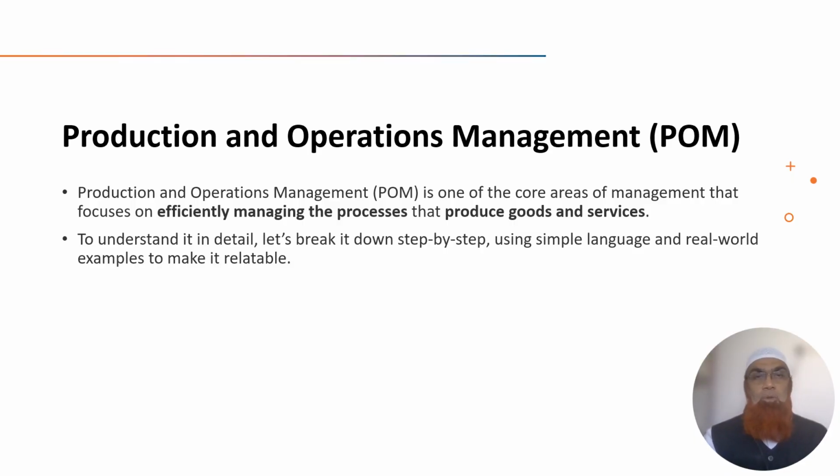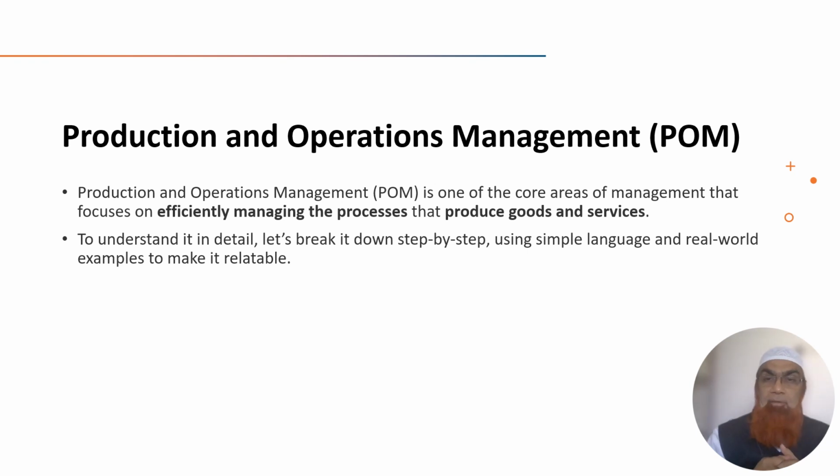Let's understand production and operations management. Any company, individual, or business that is either manufacturing a product, producing goods, or delivering services is part of production and operations management. When we talk about production, it means something that has been produced. For example, a crop is a production, something that you grow.